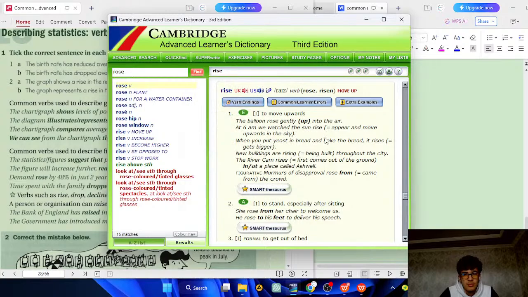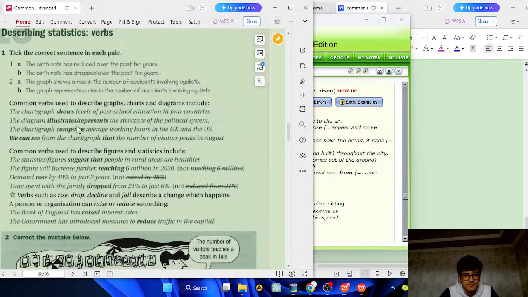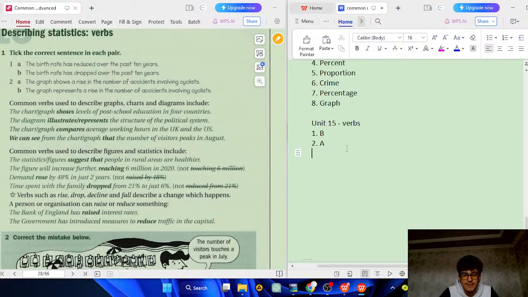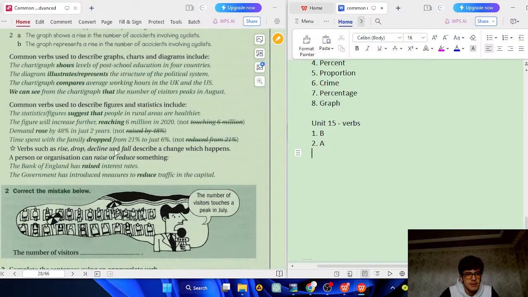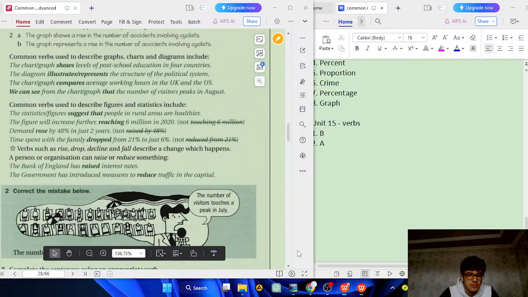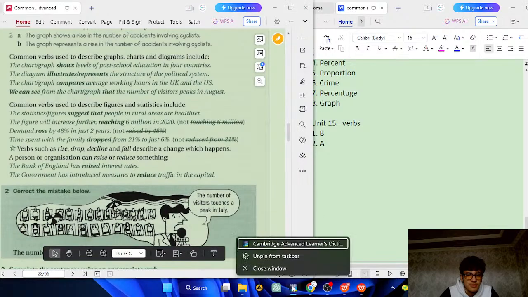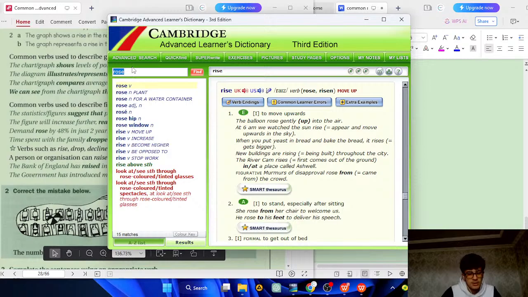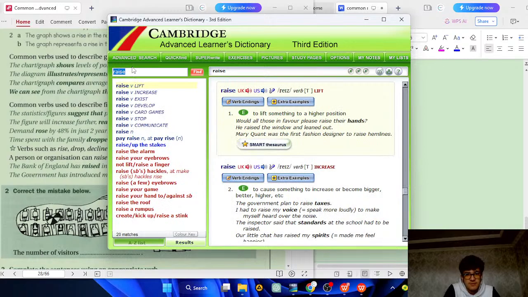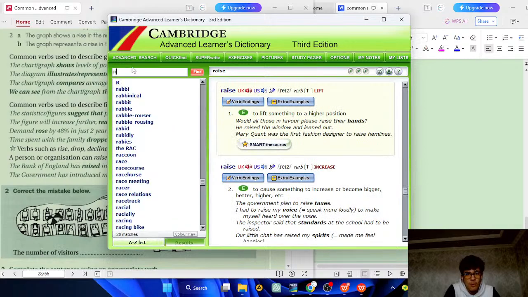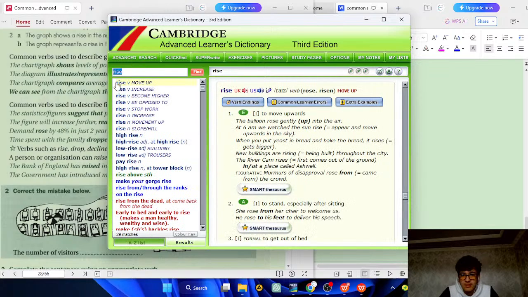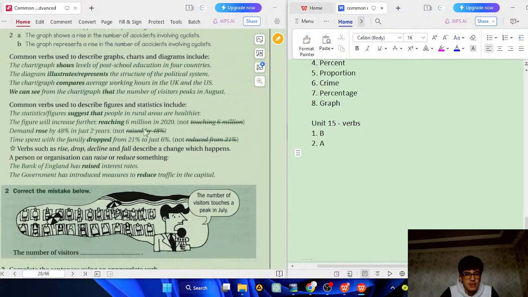Okay. Move upwards. I get it. Oh. These are two different things. Are you serious? Raise is a different thing, and rise is a different thing. See? Told y'all. But okay, whatever. I'm just grumbling.